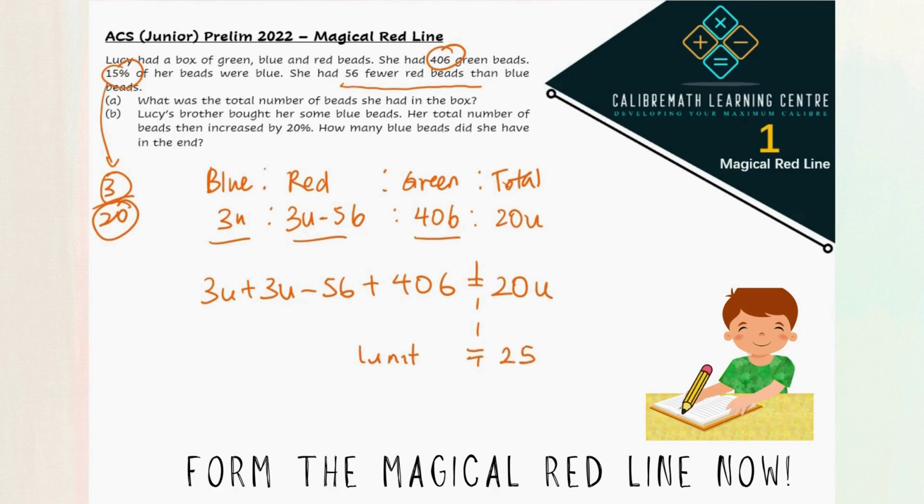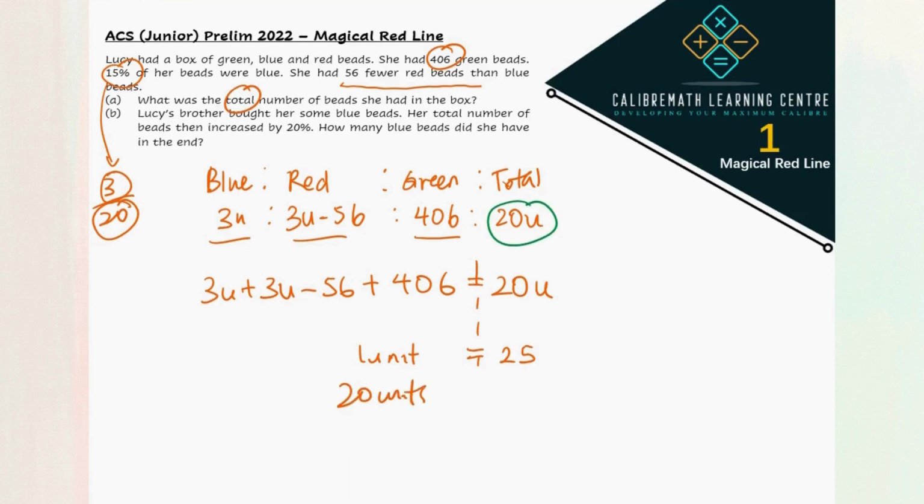Now in part A, the question wants you to find the total number of beads that she had in the box. And so the total number of beads, as you can see here, is 20 units. So we can find 20 units equals 25 times 20, and that gives us 500 as the answer. So the answer for part A is 500 beads in total.